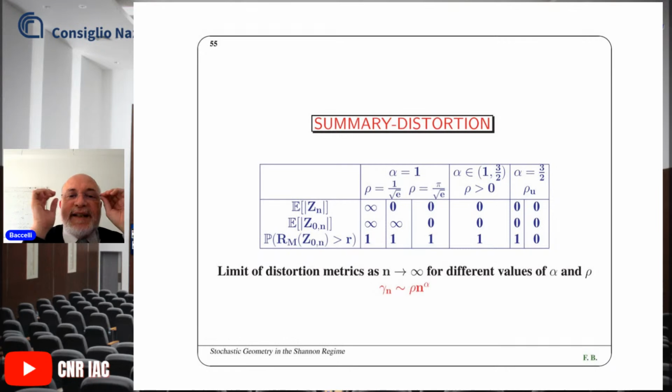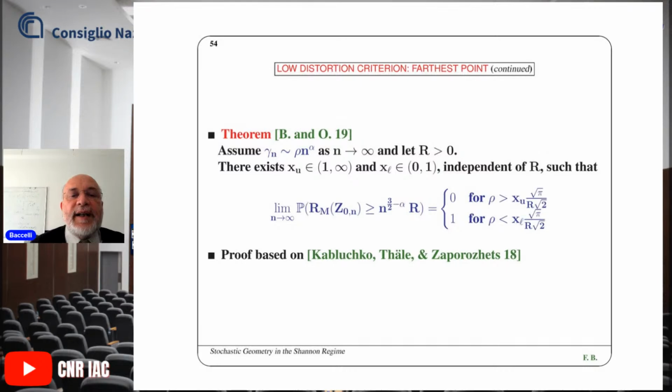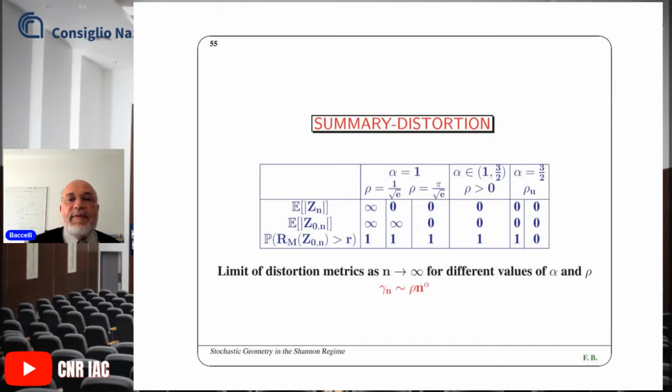Think now of increasing the number of hyperplanes. So you start with alpha equal to 1, right? And so here we would take a function gamma n, which is rho times n to the alpha, right? And let me just summarize our findings in terms of just the distortion and avoid separation, right? So when alpha is equal to 1, let's think you increase rho. For rho less than 1 over square root of e, the mean volume of the typical cell, the volume of the data compressed together, is infinity. So I think it's bad. Then you cross this level, alpha equal to 1, rho is 1 over square root of e, and suddenly the volume is 0 and stays 0 as you go on increasing rho.